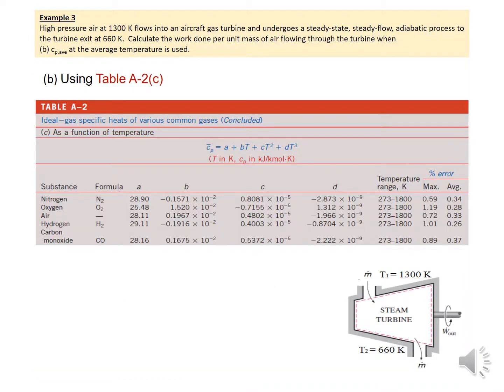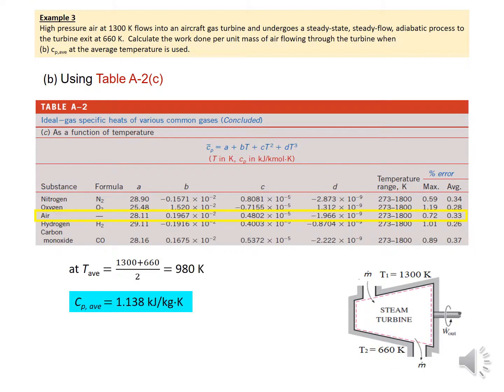Now, using table A2C, we look at the substance, which is air. The T average equals 980 Kelvin. So the Cp average equals 1.138 kilojoule per kilogram Kelvin.